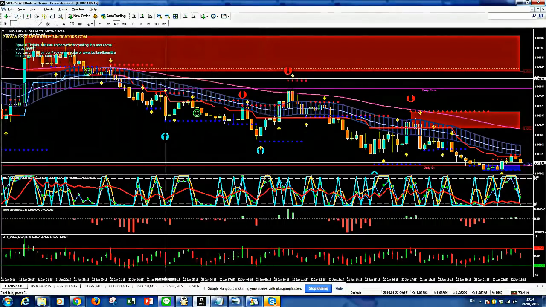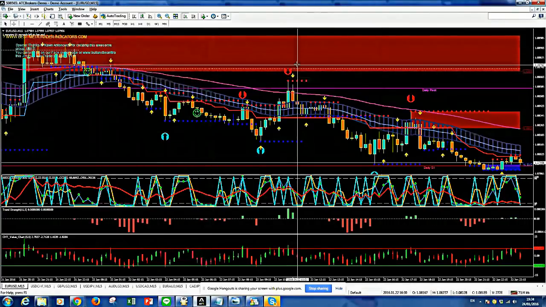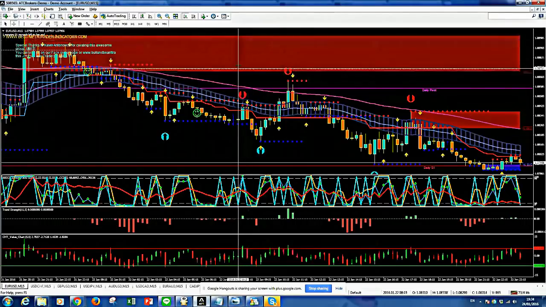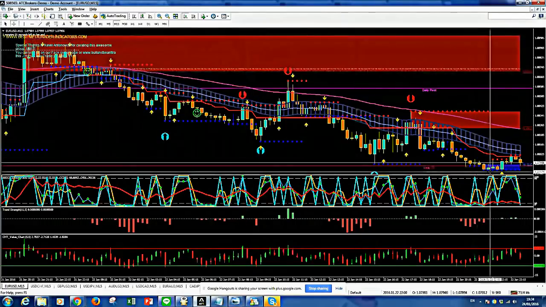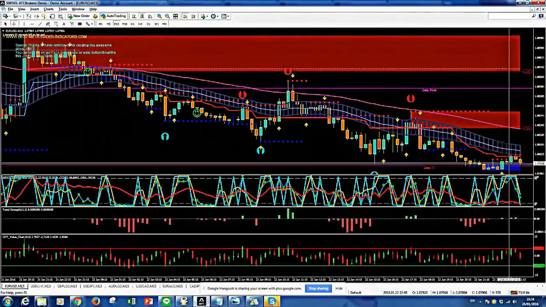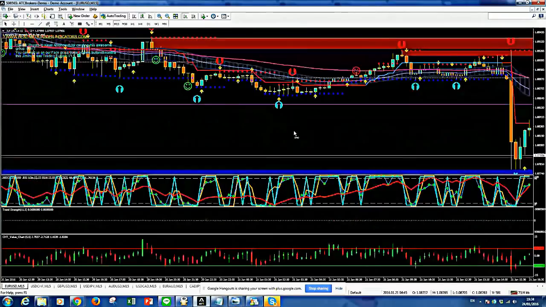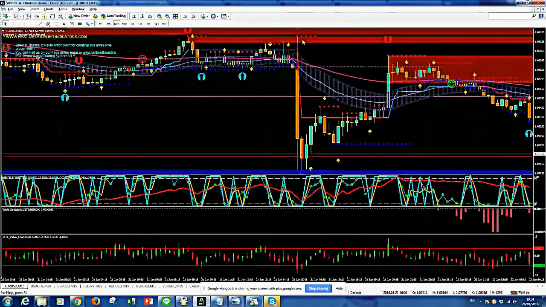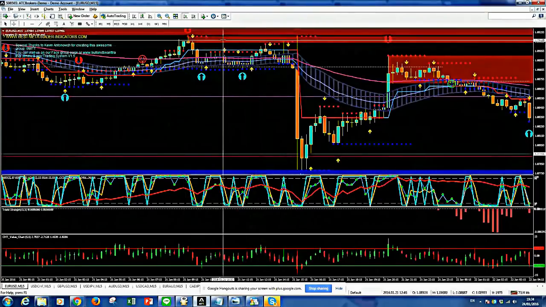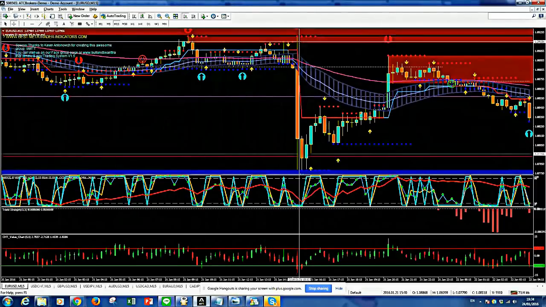The first part is the demand and supply zones. The top part here is the supply zone, and the bottom part is the demand zone. Whenever price is in the demand zone, it's most likely to go down, and when it's in the supply zone, it's most likely to go up. Once price breaks these zones, they disappear. So you can see up here, this is a strong supply zone, so price will most likely drop.